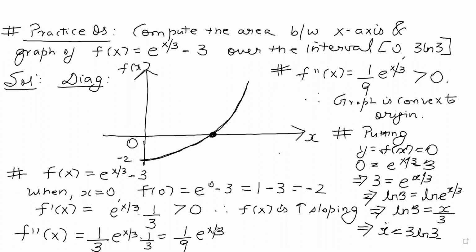So this point comes out as 3 ln 3. So we now need to find the area as x goes from 0 to 3 ln 3. That means, guys, this is the required area we need to find out.